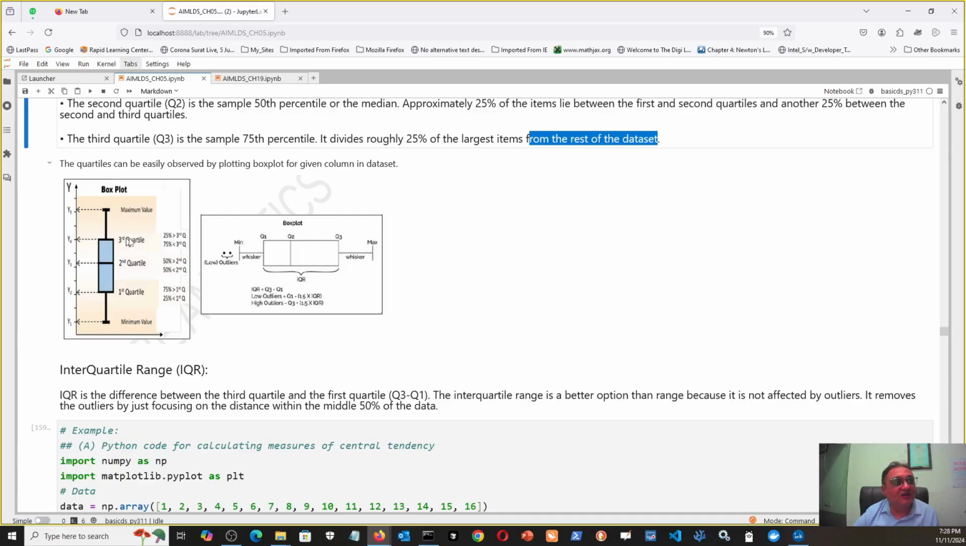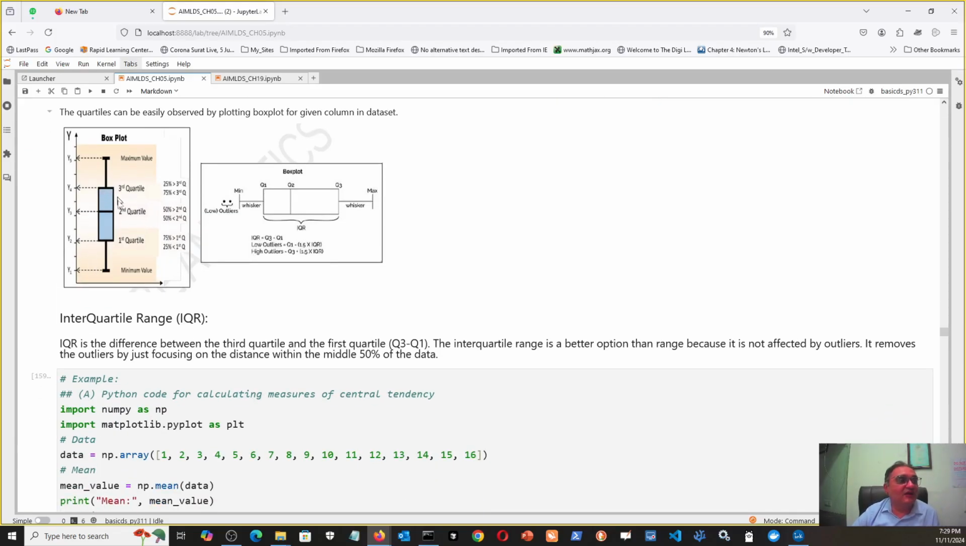This is my third quartile line. So this top 25% is separated from the rest of the 75% of the data set by this line which is going at y4. Okay, so that is the third quartile.